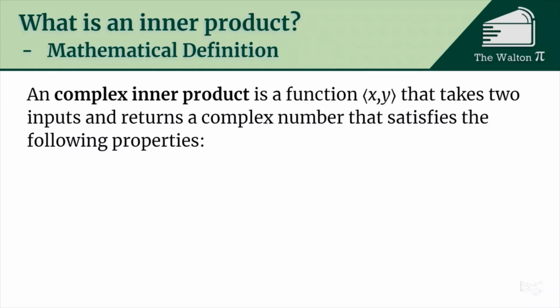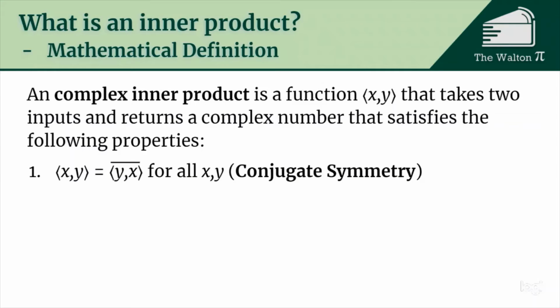A complex inner product is a function x and y that takes two inputs and will return a complex number that satisfies the following properties. Now these are almost the same as the last one, but there's a couple subtle things that we have to pay attention for. The first one is that the inner product of x and y is equal to the complex conjugate of the inner product of y and x. This is called conjugate symmetry. So this does not mean that the inner product of x and y is equal to the inner product of y and x, but they are related through complex conjugates.